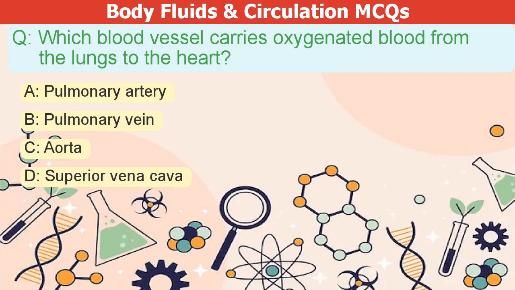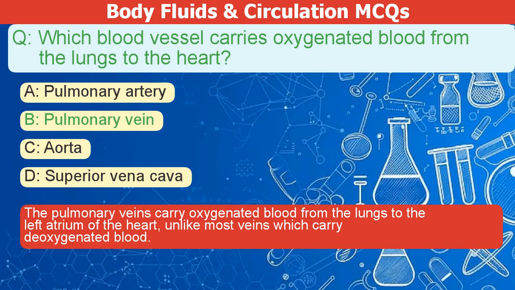Which blood vessel carries oxygenated blood from the lungs to the heart? A. Pulmonary artery. B. Pulmonary vein. C. Aorta. D. Superior vena cava. The correct answer is B. The pulmonary veins carry oxygenated blood from the lungs to the left atrium of the heart, unlike most veins which carry deoxygenated blood.